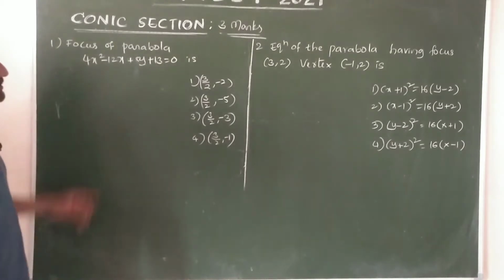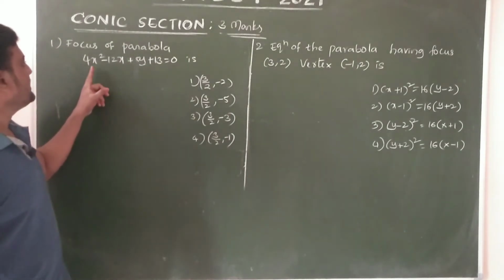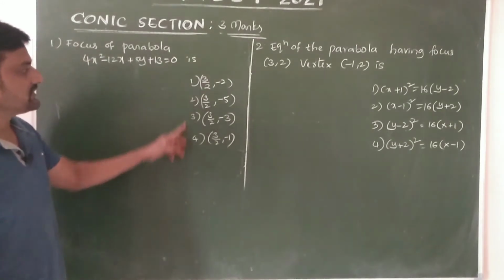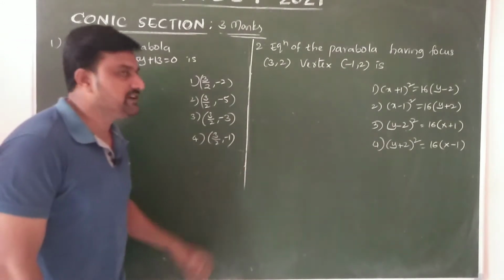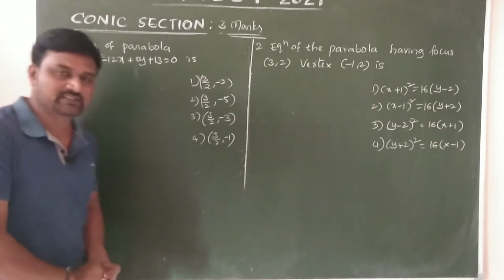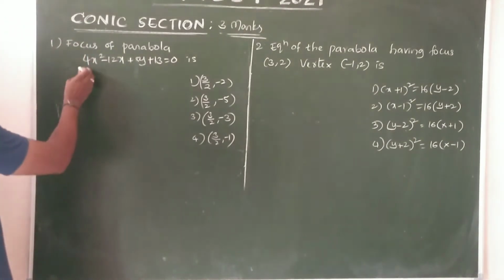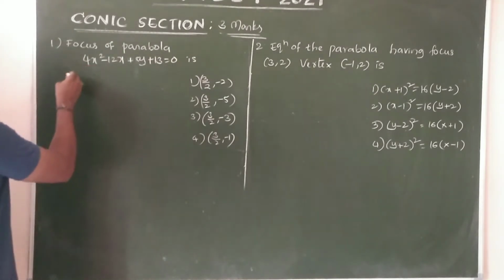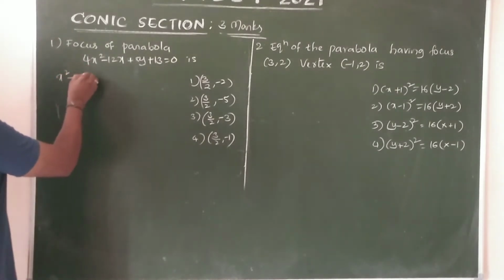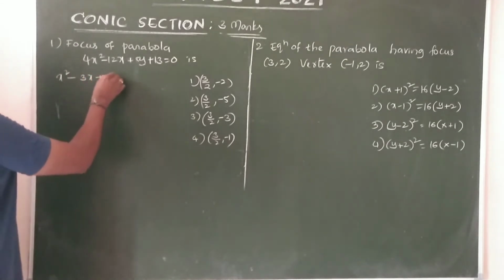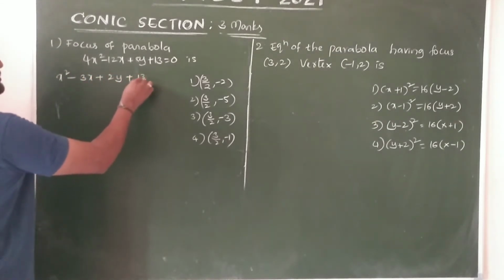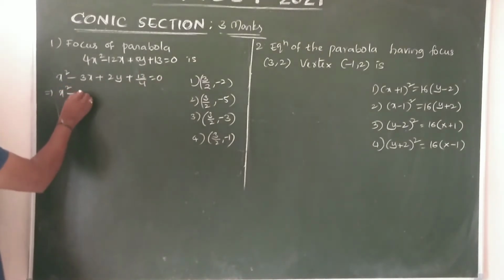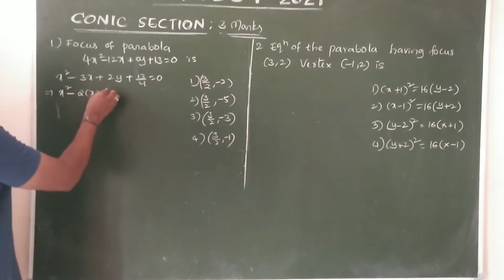Focus of parabola. From parabola, the focus of the parabola 4x square minus 12x plus 8y plus 13 equals 0 is what? Now we need the focus. Definitely we need the form y square equals 4x, like that form. So first of all we have to divide by 4 because we need a monic equation. x square minus 3x plus 2y plus 13 by 4 equals 0. Okay, then it is x square minus 2 into x into 3 by 2.